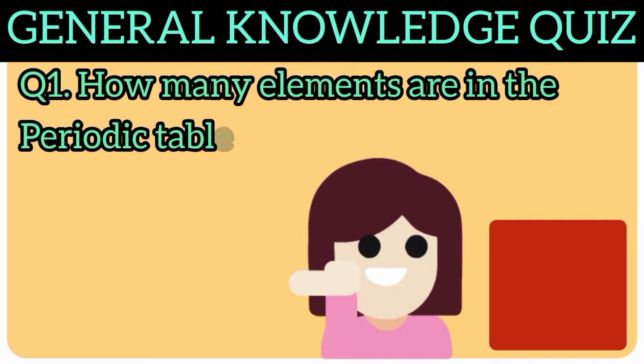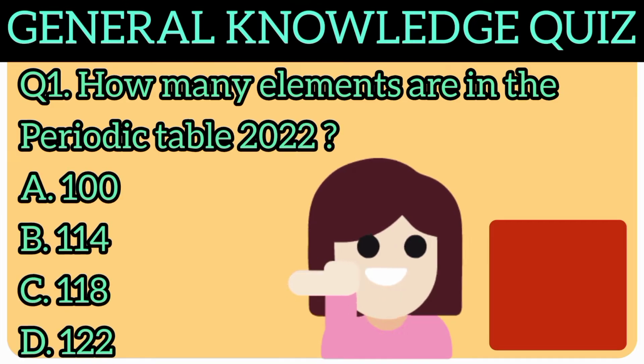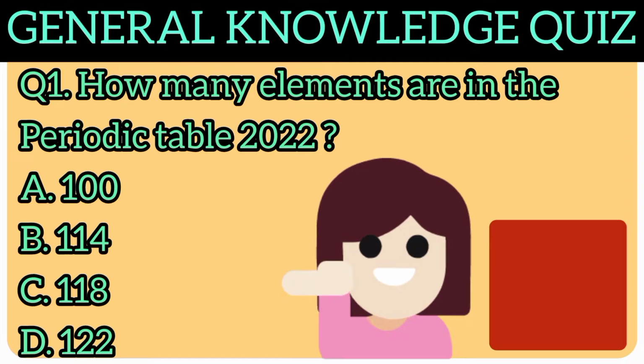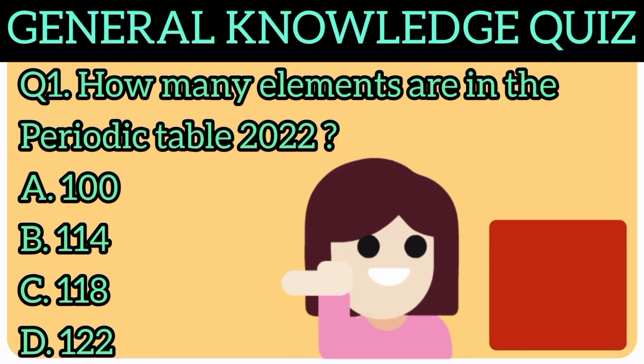How many elements are in the periodic table 2022? Your options are A. 100, B. 114, C. 118, D. 122. Your time starts now.